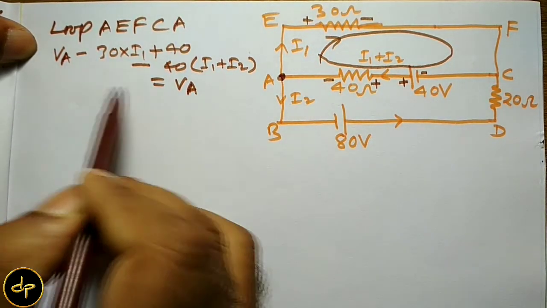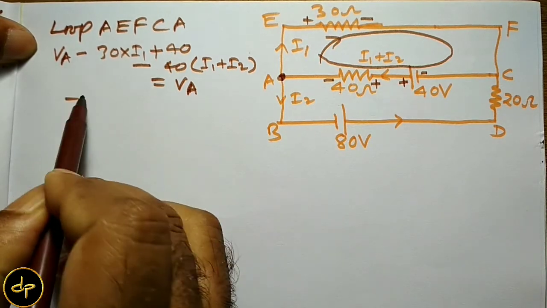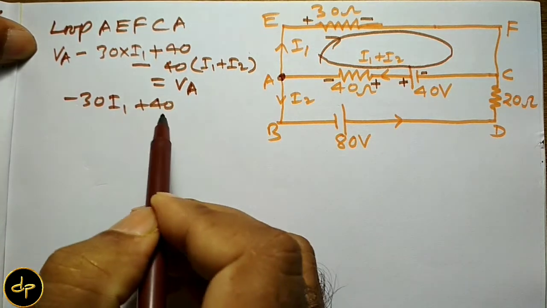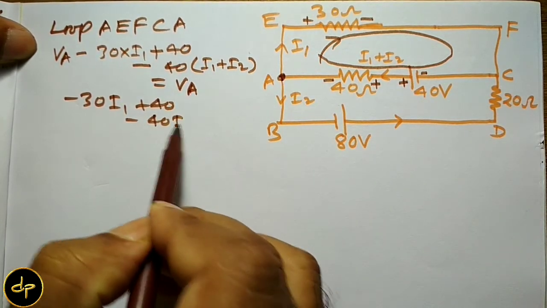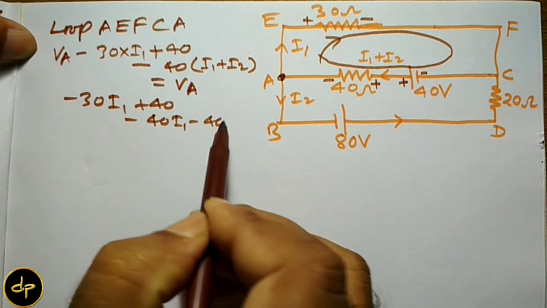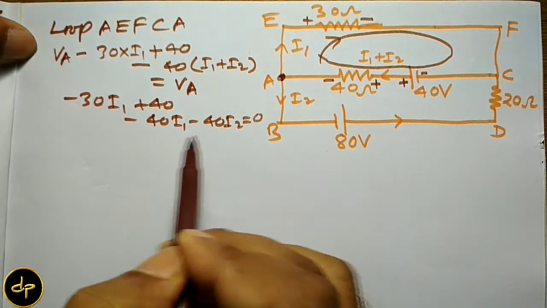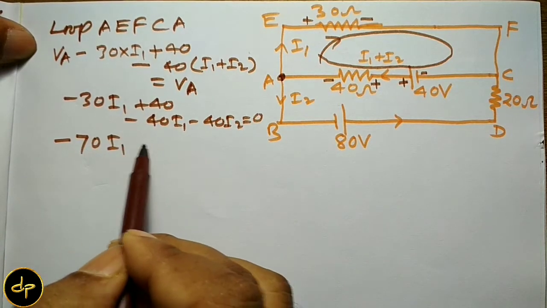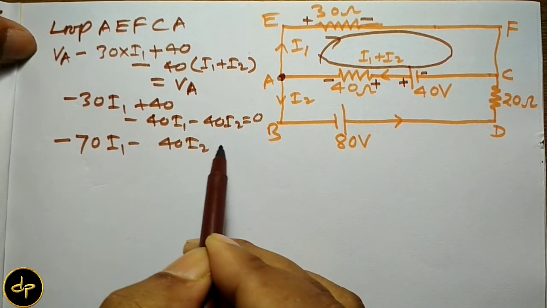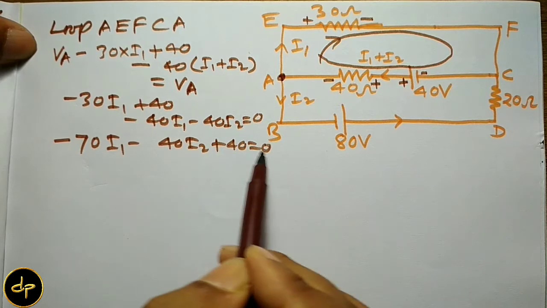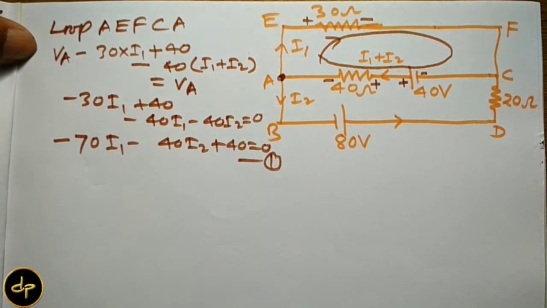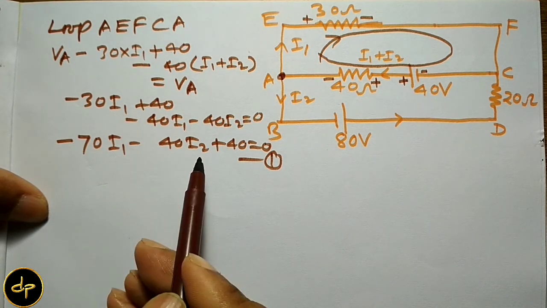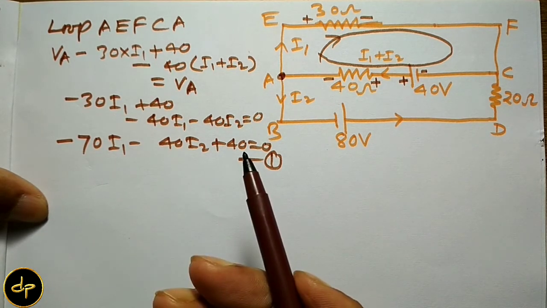So now this is equal to how much? Minus 30 I1 plus 40 and minus 40 I1 minus 40 I2 is equal to 0, and that is minus 70 I1 minus 40 I2 plus 40 is equal to 0. It is equation 1. So for two variables I1 and I2, we have to take another equation.